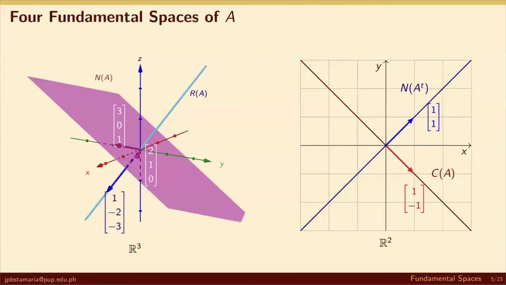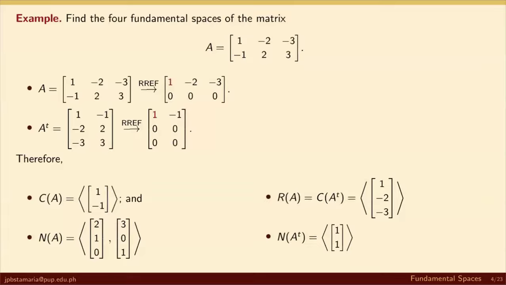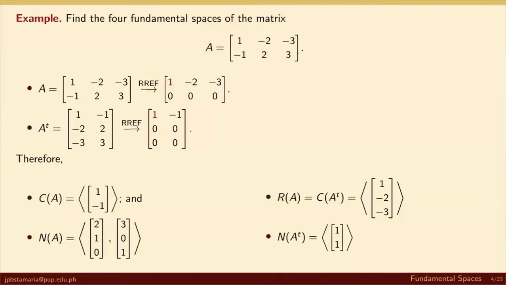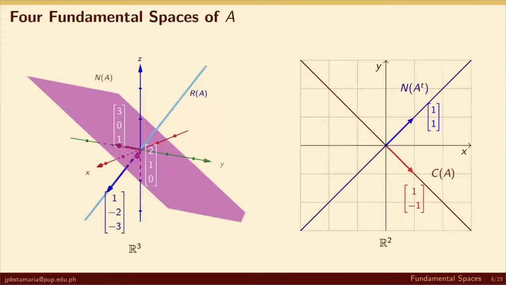On the left, you can see the space R3, where it contains the null space of A. The null space of A is spanned by 2, 1, 0 and 3, 0, 1. So you can see here the vectors 2, 1, 0 and 3, 0, 1. They both span an entire plane, which is colored in pink, right? While the vector 1, -2, -3, which forms a basis for the row space, is one-dimensional. So here is that vector, and it spans a one-dimensional subspace. So that's the row space of A.